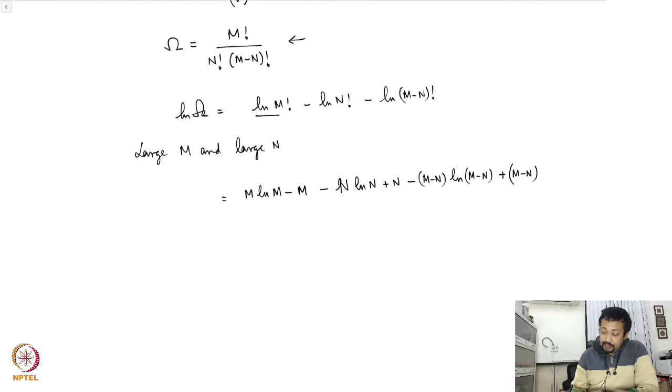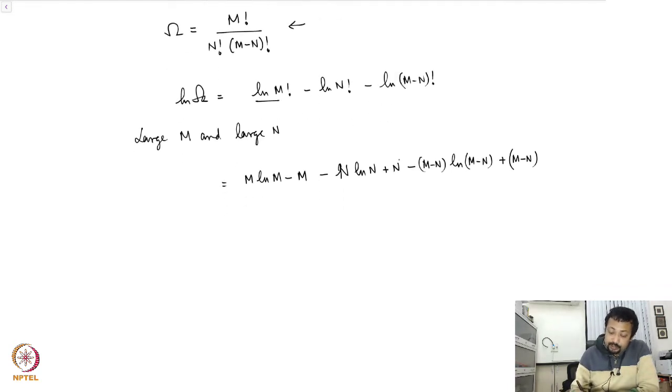Now you clearly see that from this expression, this plus M and this minus M cancel out, and this plus N and this minus N cancel out, so that you have M ln M minus N ln N minus M minus N ln of M minus N.